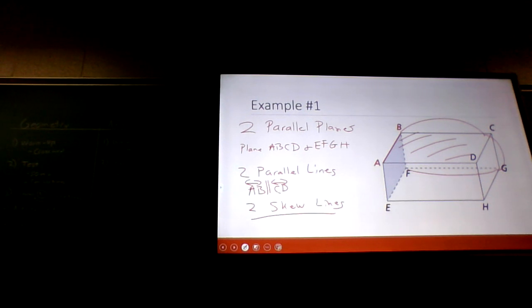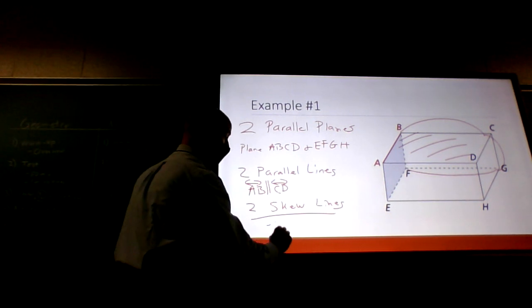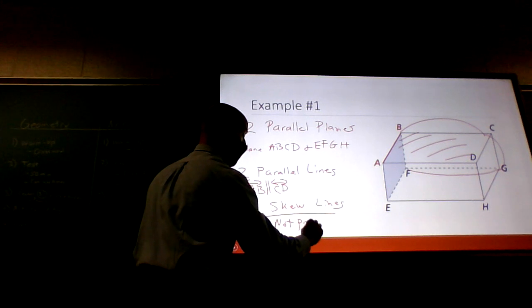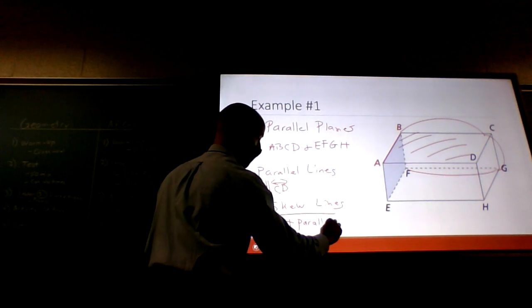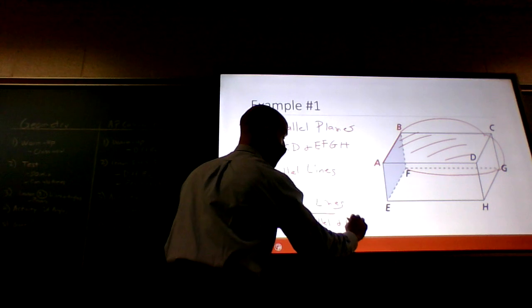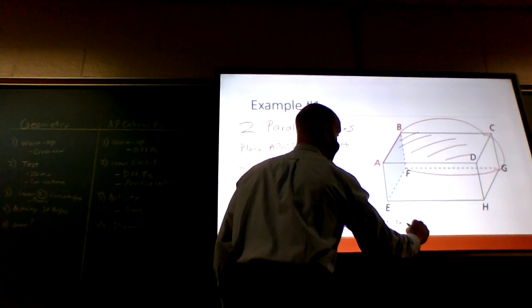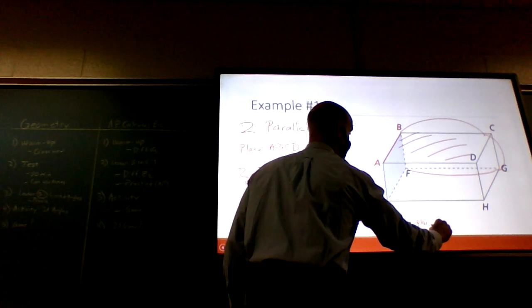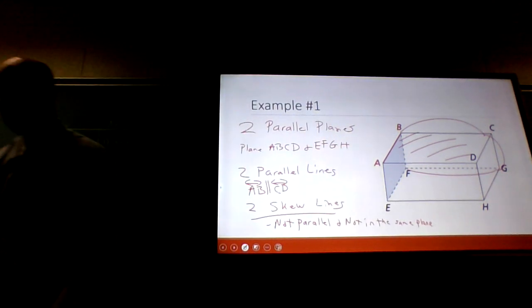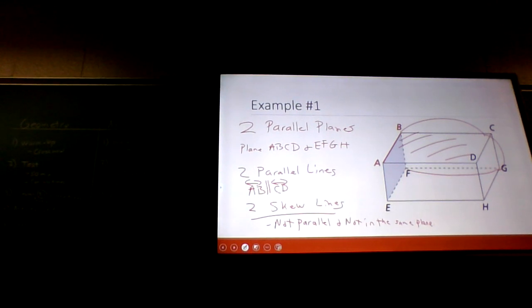Okay, so this is why it's good to watch the video. Skew means two lines that are not parallel and not in the same plane. In other words, they're not parallel and they don't intersect. It's kind of tricky. Do you want to take a stab, or do you want me to give you an example first?